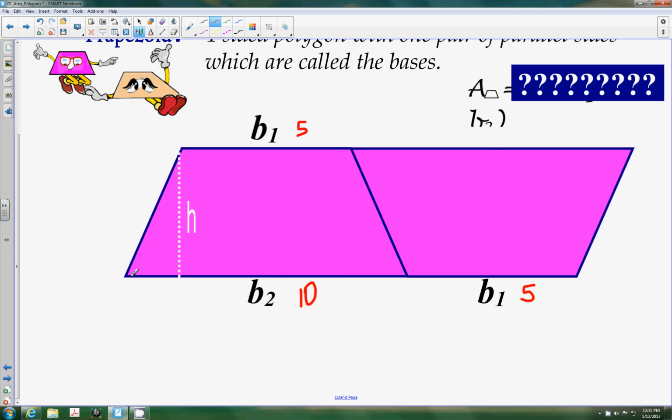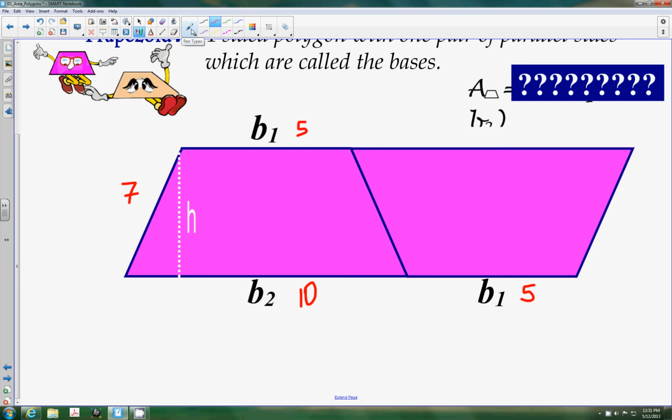So what would be the total base of the whole parallelogram? It'd be the 10 plus 5, right? 10 plus 5 would be 15. And then we've got a height here. Let's call the height 7. Does that sound good to you? Sounds good to me. I'm making it up. So if I wanted to find this whole parallelogram, I would do 10 plus 5, which is 15, and I would multiply by 7, and that would give me the total area.